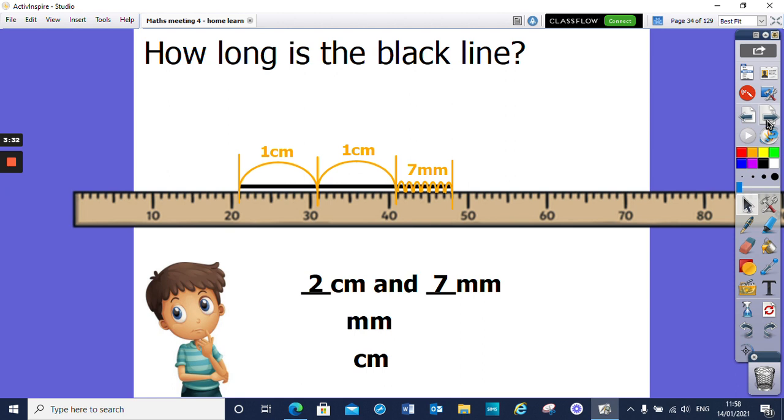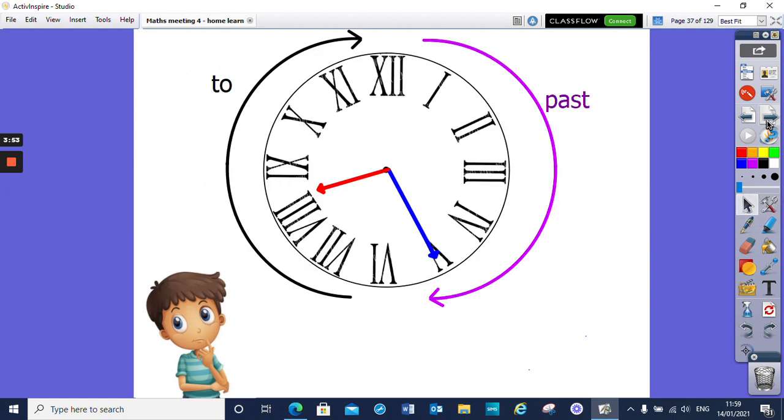Or, because we know that 10 millimeters is 1 centimeter, we could write it as 27 millimeters. Or, if we want to challenge ourselves, we could write it as 2.7 centimeters. Well done if you got any of those, and particularly well done if you got all three of those. Okay, let's move on to the next calculation.